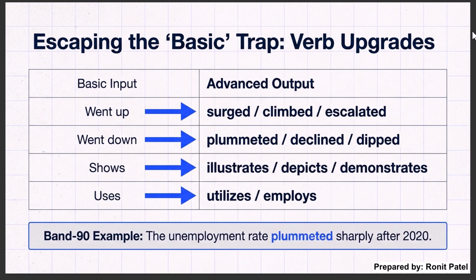A Band 90 example is provided below. The unemployment rate plummeted sharply after 2020. Why is this powerful? Because it consists of a vivid verb, plummeted, a precise adverb, sharply, and a clear time marker, after 2020. This sentence sounds data driven and analytical, which the PTE AI loves.